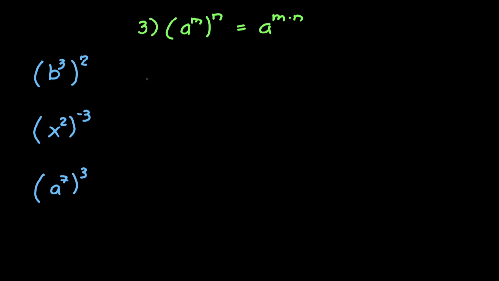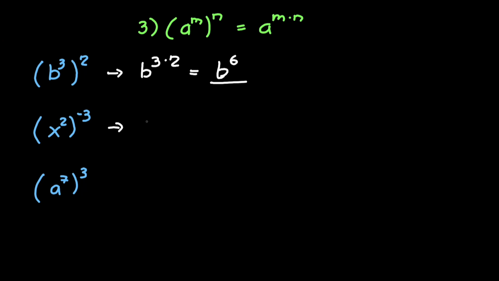Let's start with rule number 3. It would be a raised to the power of m, all raised to the power of n, it will be equal to a raised to the power of m multiplied by n. Let us start with these examples. b cubed raised to the power of 2. It would be b raised to the power of 3 multiplied by 2. 3 multiplied by 2 is 6. So the final answer would be b raised to the power of 6.